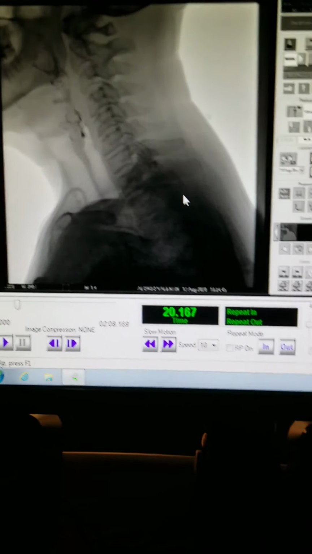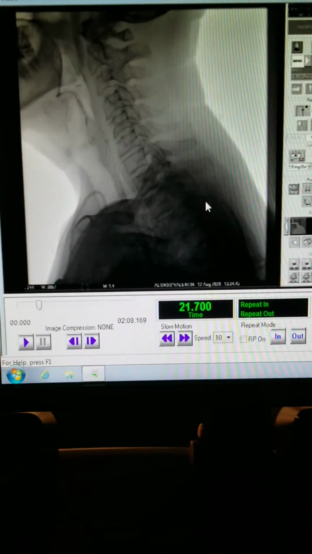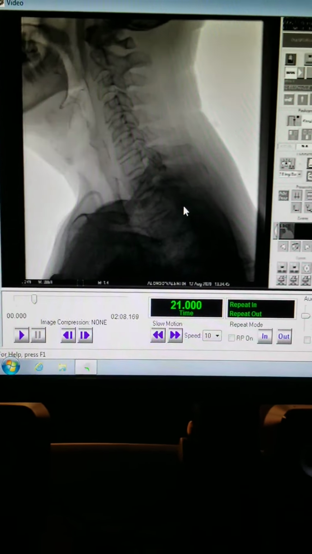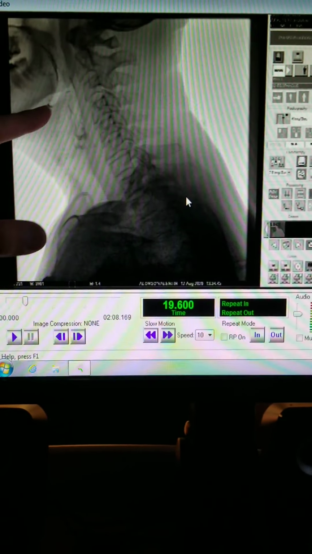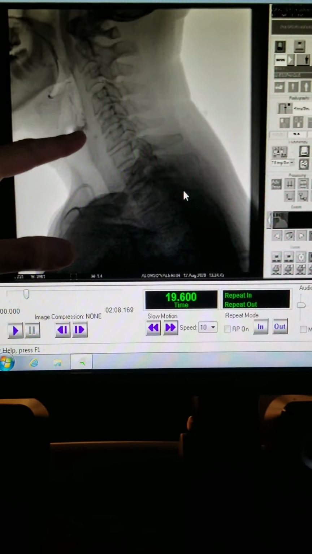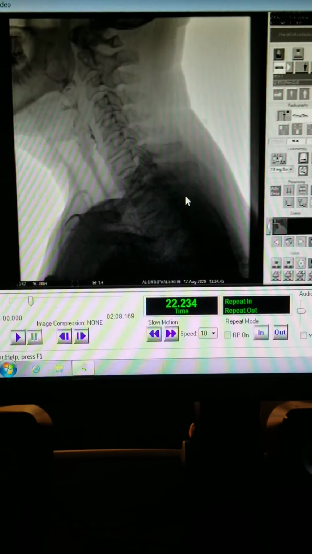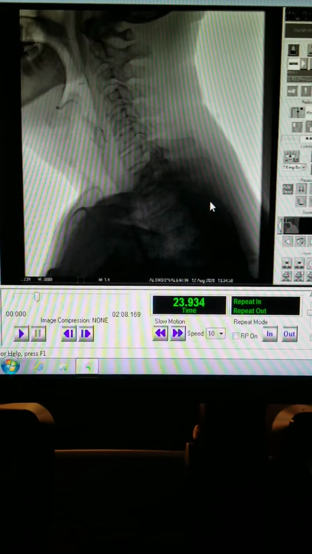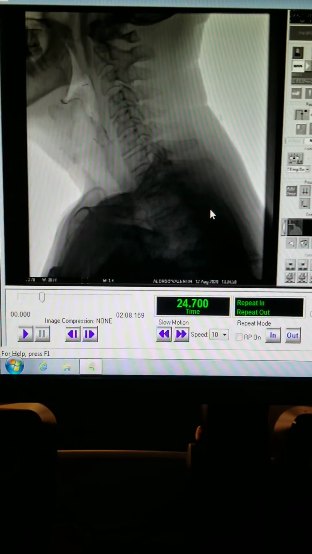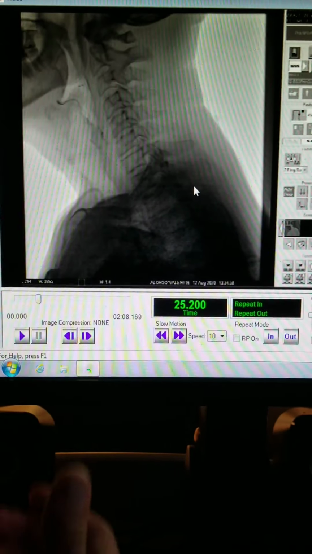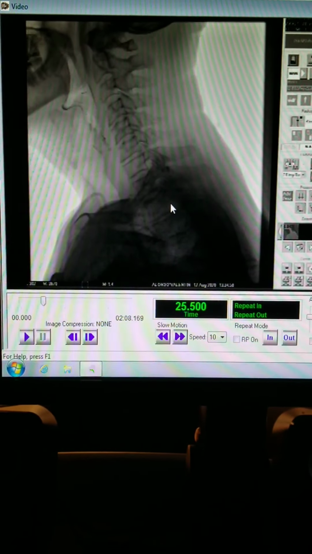Okay? But otherwise, the vast majority is going down the way it's supposed to, and very small amounts of residue stay in these two recessed areas here, the piriform sinuses and the vallecula, which are normal holding areas for the swallow. But again, a little bit of residue right there. And eventually, gravity is going to pull that down towards the airway, which is what I want to prevent for you.